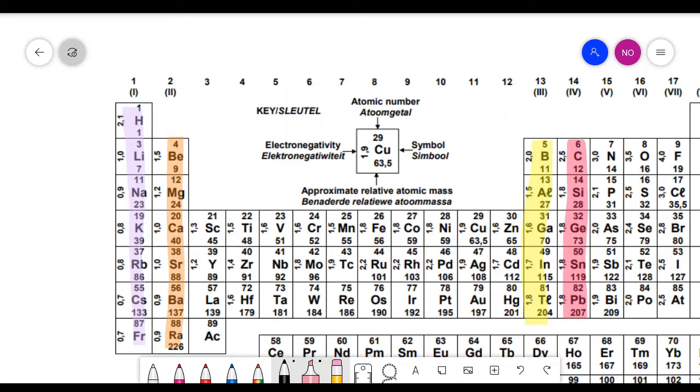Good, but you guys already know what a valence electron is. You just haven't been looking for them on the periodic table.